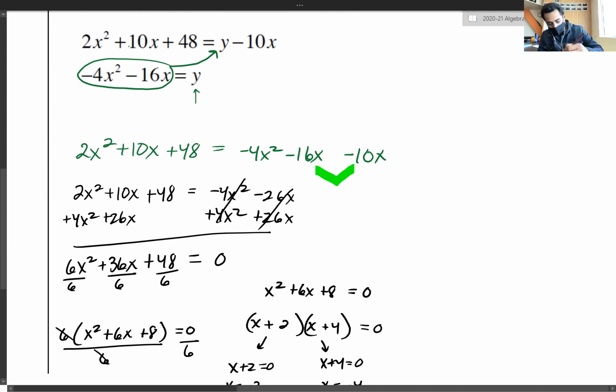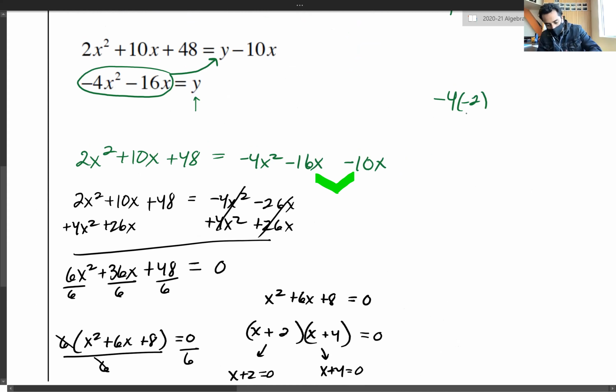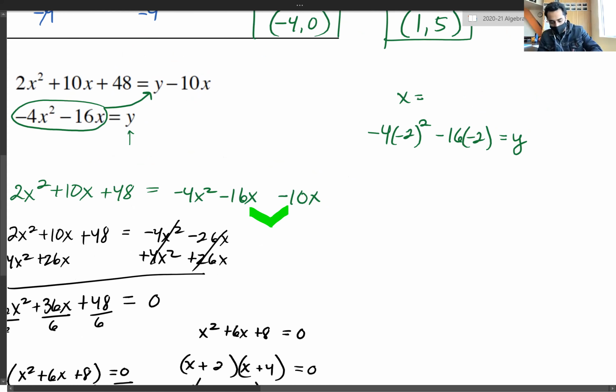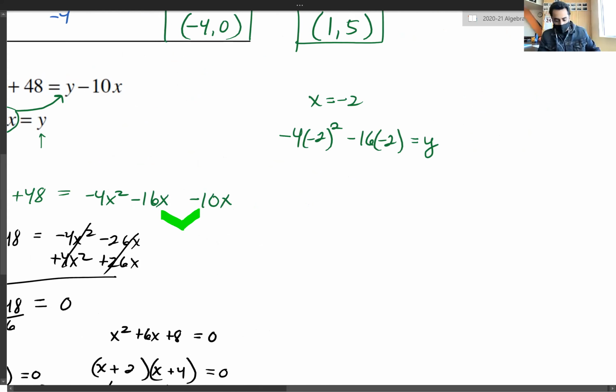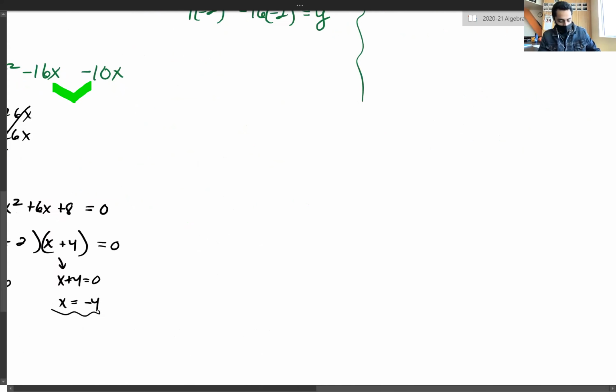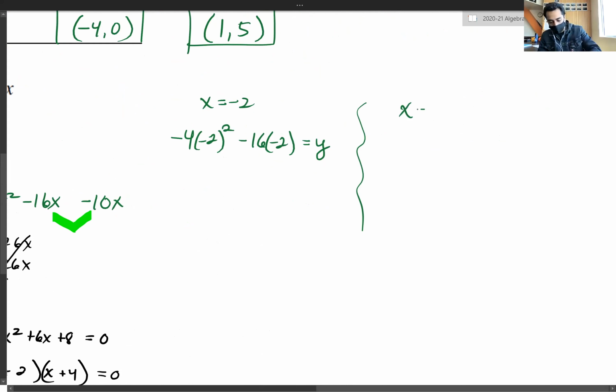So we have negative 4. For the first one, we're testing negative 2. So negative 4 times negative 2 squared minus 16 times negative 2. That will equal our y value. Okay. This is for when x is equal to negative 2. Okay. So go ahead and work that one out. As well as the other one, we want to find out what the y value will be when x is equal to negative 4.